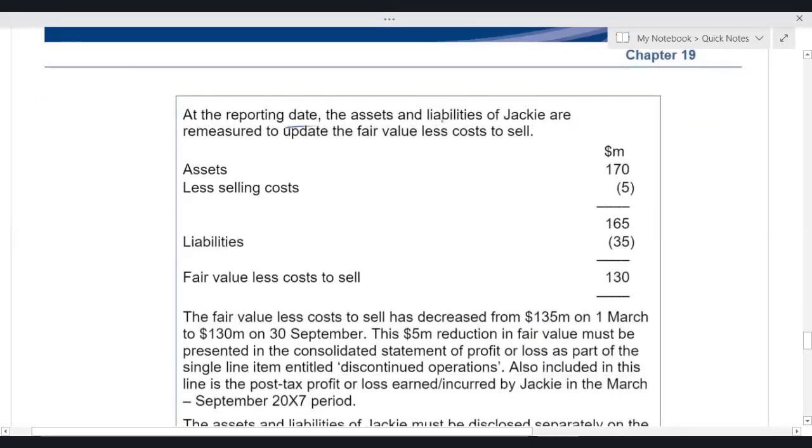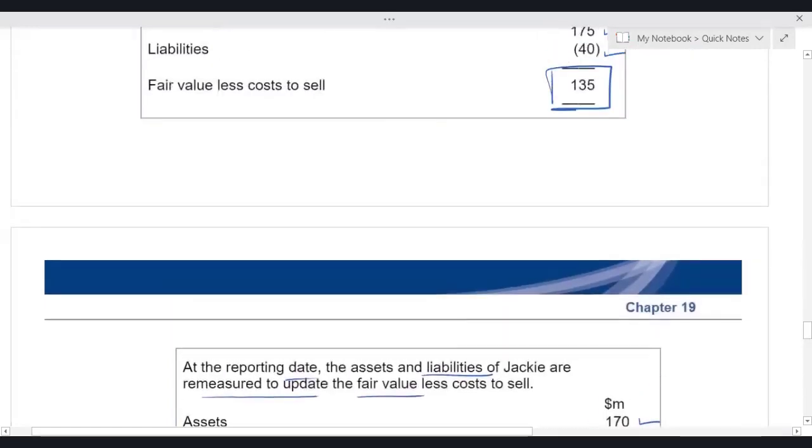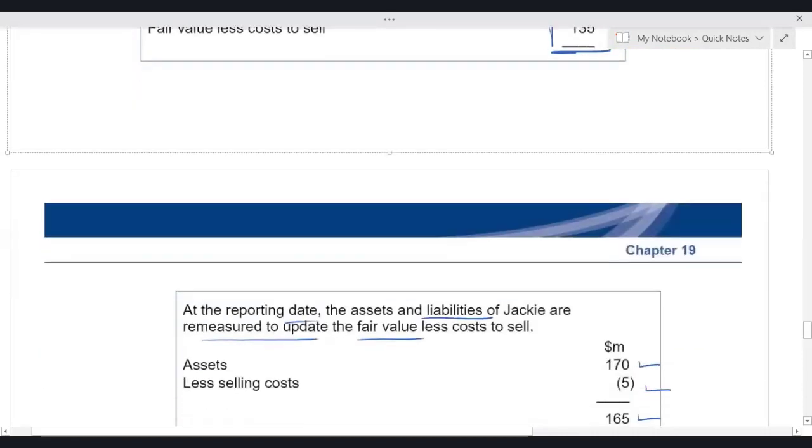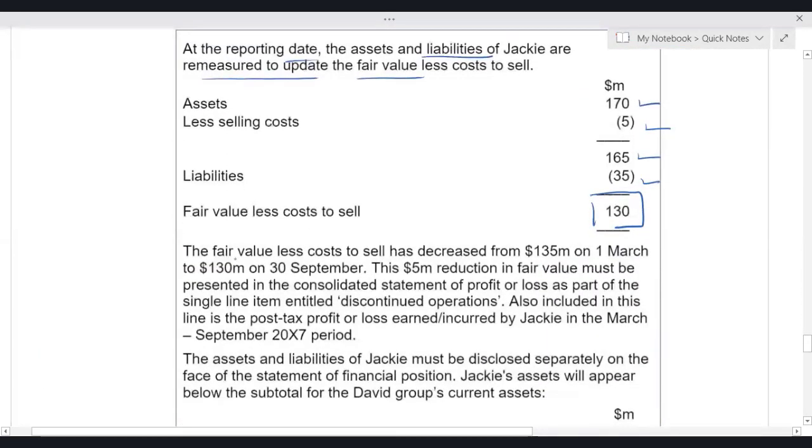Now look at 30th September, the reporting date. At the reporting date, the assets and liabilities of Jackie are remeasured to update the fair value. Now assets have a fair value of 170. Selling cost is the same, so it is 165. Liabilities are 35, so it is 130. Initially it was 135. Now it is 130. The fair value less cost to sell has decreased from 135 to 130.